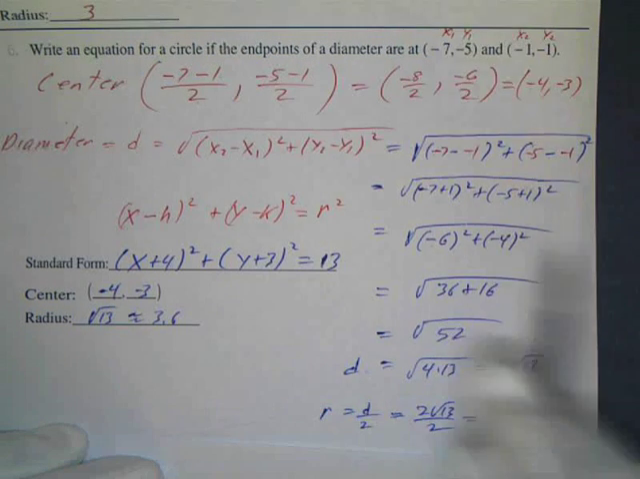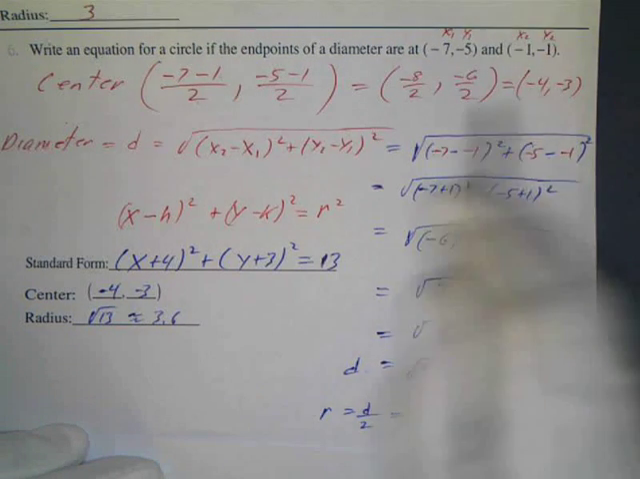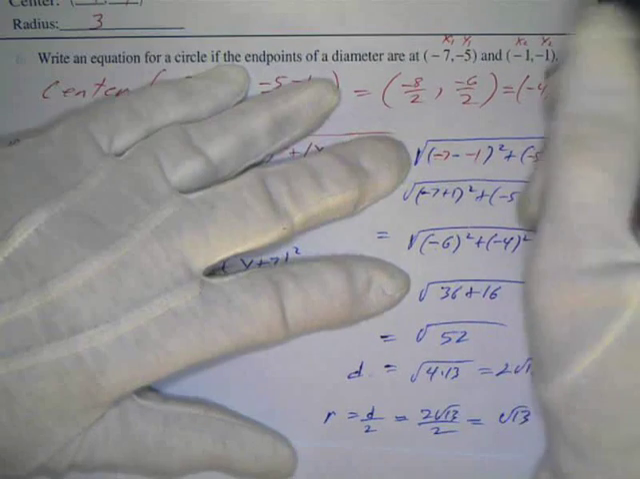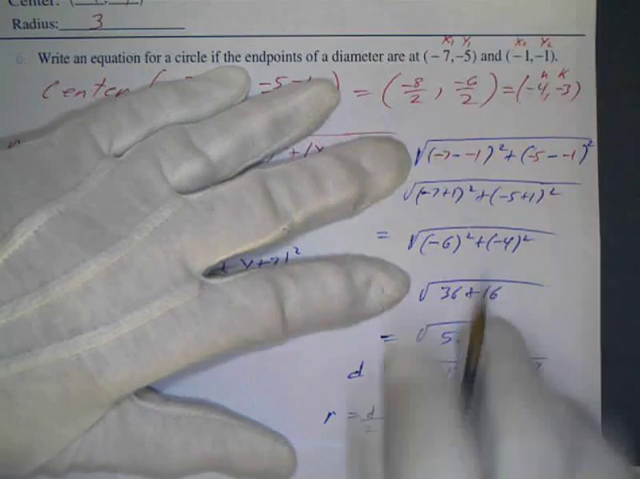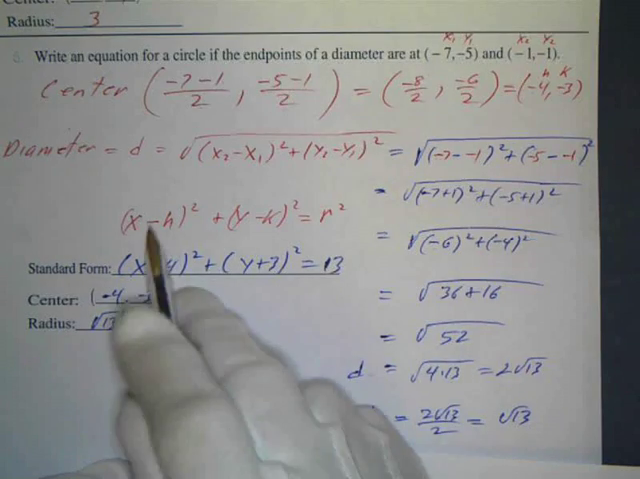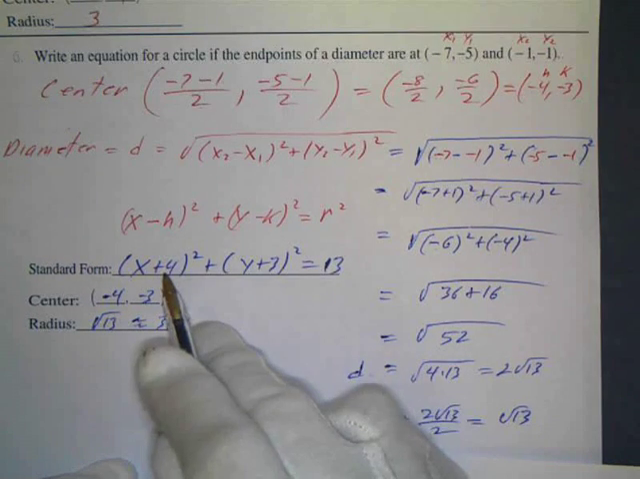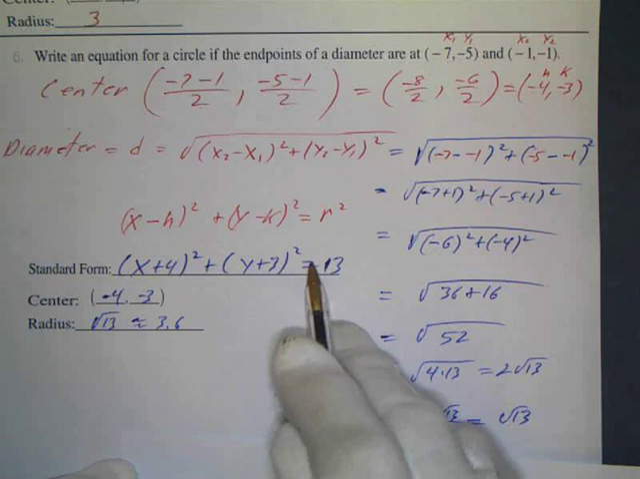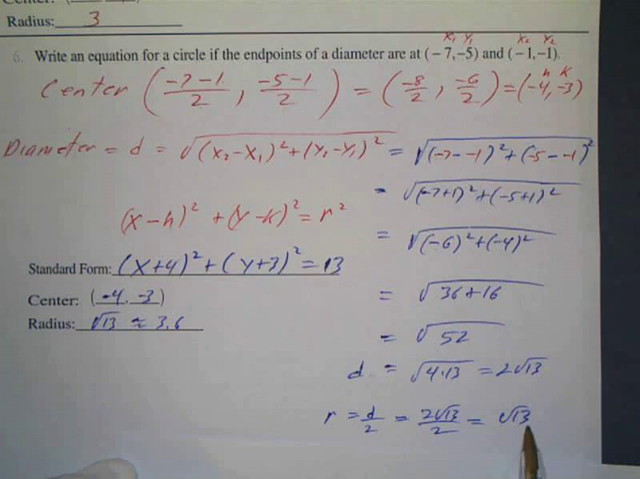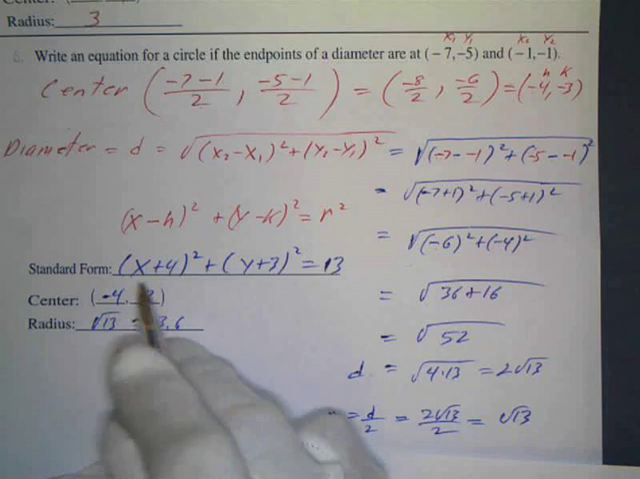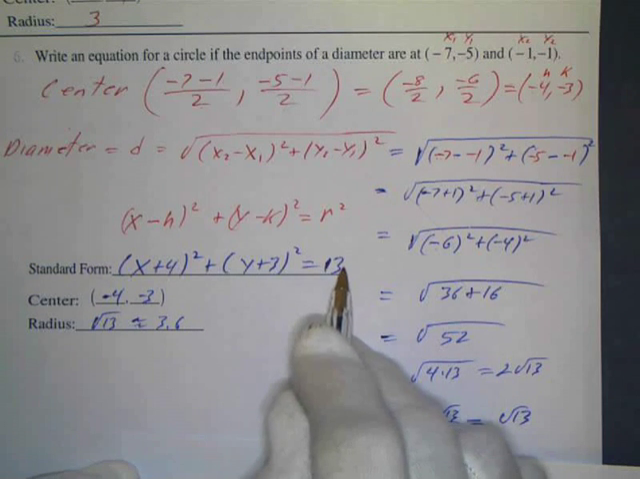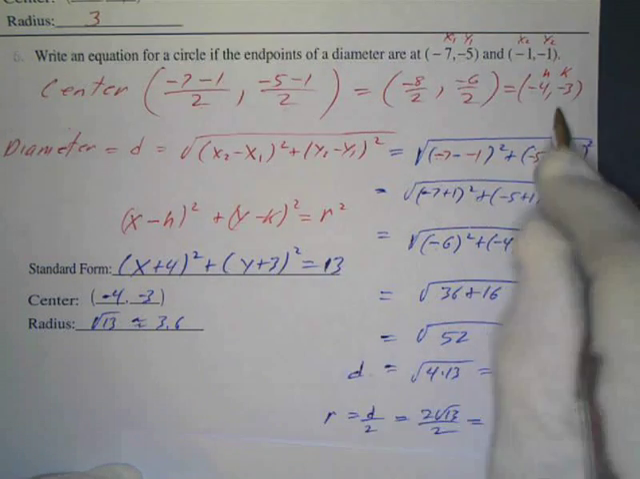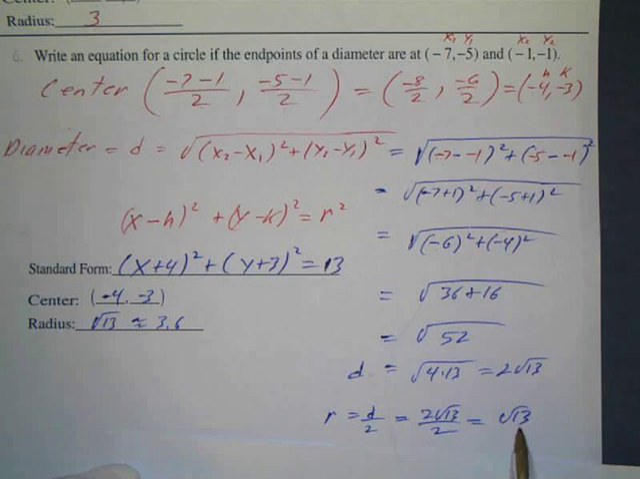So my h, k, my center, was -4, -3, so this would be my h and my k. So x minus -4 is x plus 4, y minus -3 is y plus 3, and then my r squared, r was the square root of 13, so if I square that I get 13. So there's my standard form of my circle. The center, -4, -3, and the radius was the square root of 13, which is about 3.6.